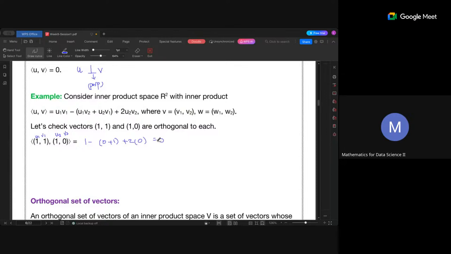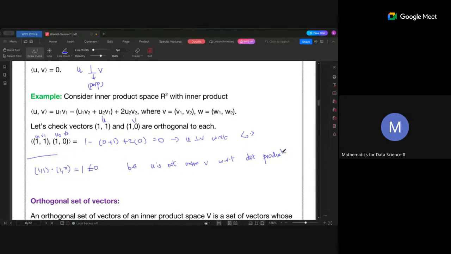But are these vectors orthogonal with respect to the usual inner product, that is the dot product? No. The dot product is equal to 1. So let us call these vectors U and V. U is orthogonal to V with respect to this inner product, but U is not orthogonal to V with respect to the dot product. So the same set of vectors can be orthogonal with respect to some inner product and need not be orthogonal with respect to some other inner product.